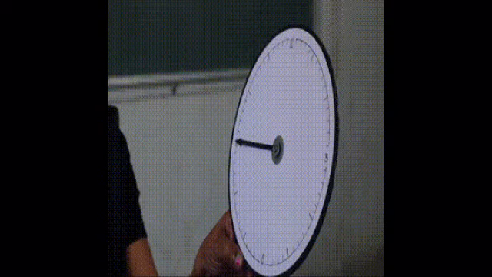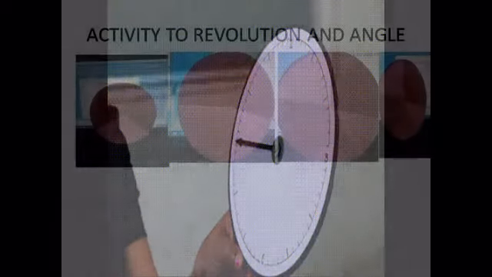Some MCQ questions are displayed with the help of clockwise and anti-clockwise direction, and also revolution of the hour hand of a clock. Try to do all these questions related to hours and revolution.